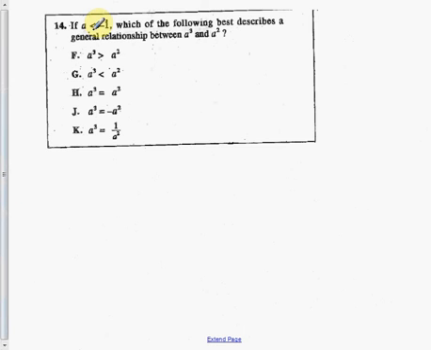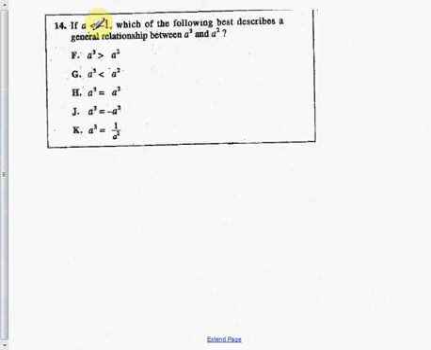Anyway, A is less than -1. Which of the following best describes a general relationship between A to the third and A squared? Here's the key to this problem. If A is negative, watch this, A squared is positive. You get that? Take a negative number, square it, you get a positive number. If A is negative, its cube is also negative. So A cubed is less than A squared. Did you get that?